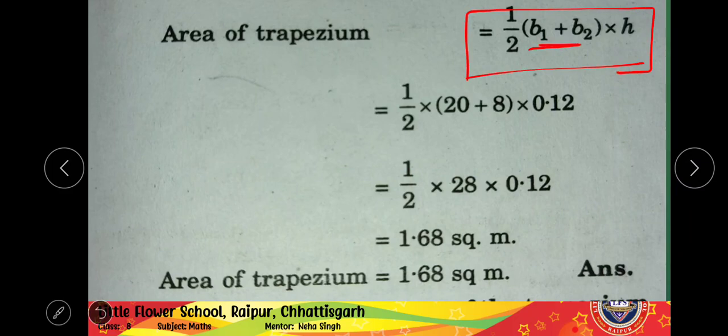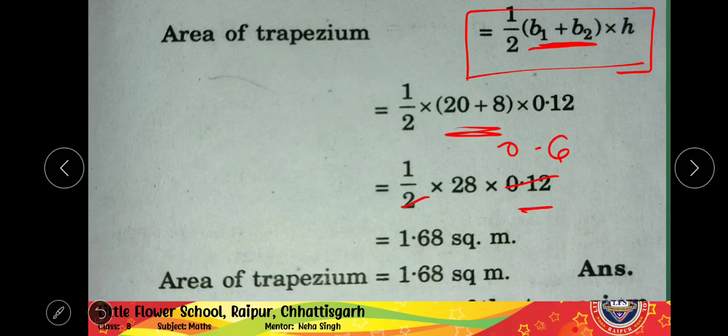Half into B1 plus B2, the sum of parallel sides, multiplied with height. So 1 by 2 into B1 which is 20 plus value of B2 which is 8, and in place of H what will we write? 0.12. We have converted this, right? So 1 by 2 into 28 into 0.12. This we can cancel. 2 ones are 2, 2 6s are 12.